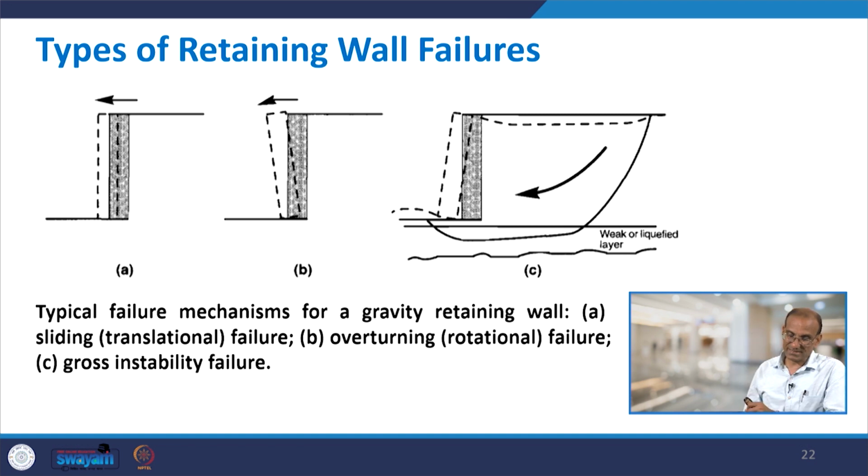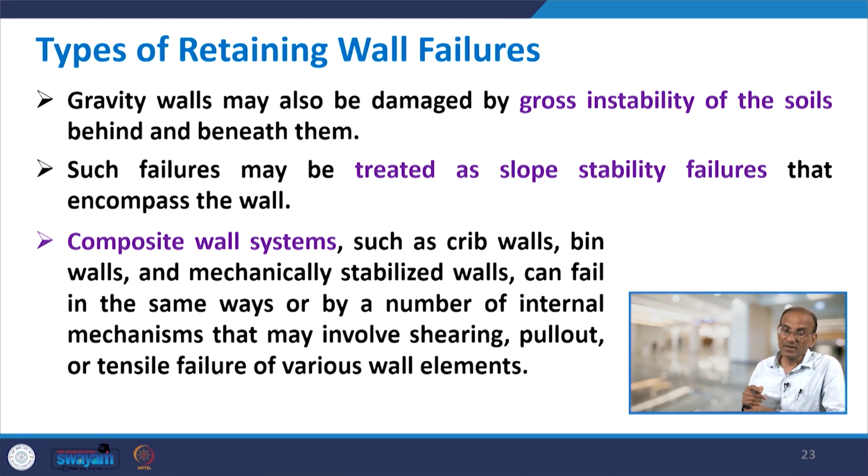So, in this case the typical failure mechanisms are: A, sliding or translation failure; second, overturning or rotational failure; third, gross instability failure where both sliding as well as overturning are taking place. It could be possible when you have weak or liquefied layers. These types of failures are mostly in gravity walls. Gravity walls may also be damaged by gross instability, as we discussed. Such failures may be treated as slope stability failures that encompass the wall.